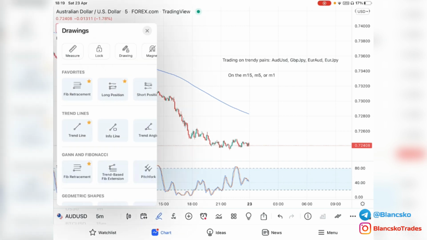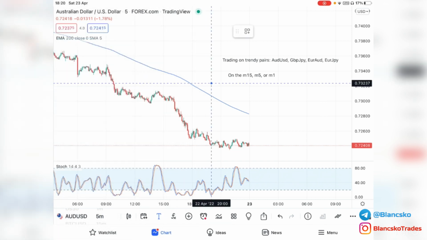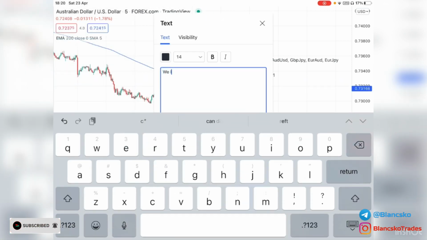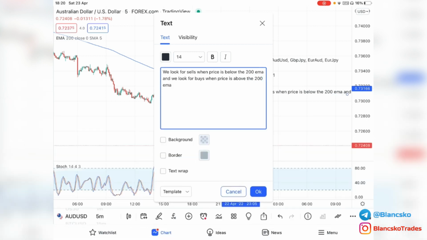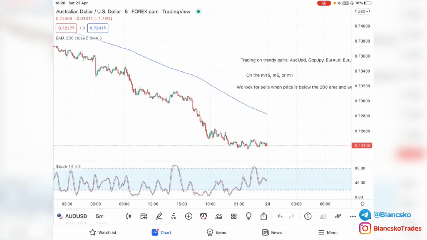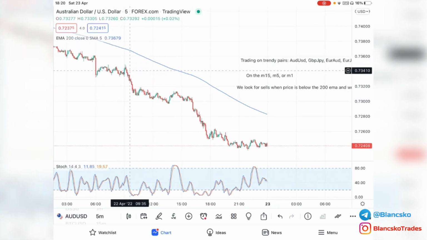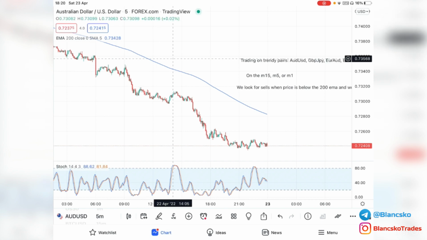So now the rules are really simple. We look for sells when price is below the 200 EMA, and we look for buys when price is above the 200 EMA. Okay, so it's really, really easy, really simple to understand. So basically, if price is below the 200 EMA, we look for sells. And if the price is above, we look for buys.